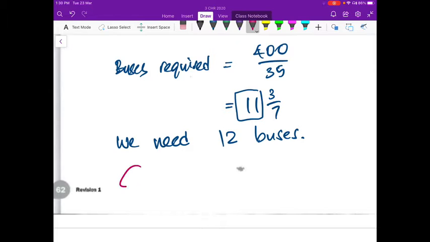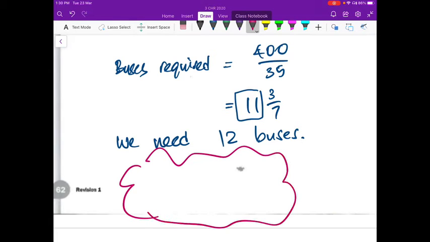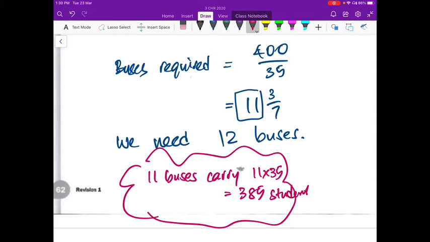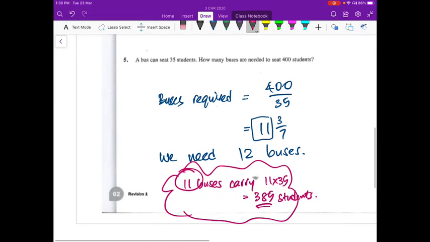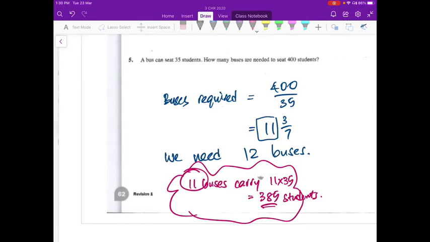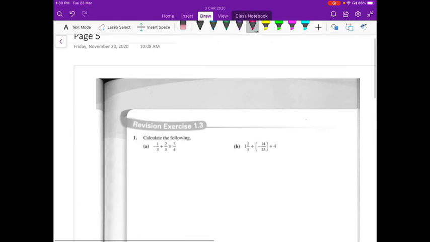Okay, just a quick check. 11 buses carry 11 times 35, 385 students. 385 students for 11 buses. I need another 1 bus because the remaining 15 students, no bus. So I need 12. Okay, all logic one. Okay, next one.